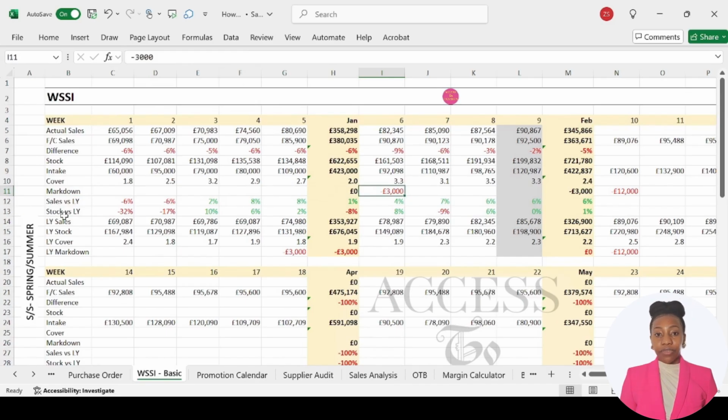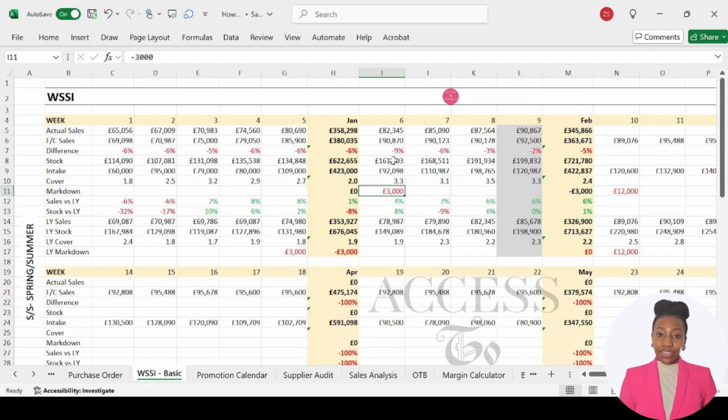So we can see here we've waited until week 6 to do our markdown. And that's £3,000 we've taken off, and so that would be reduced from your stock. That markdown comes out of stock because now we don't want to overinflate the amount of stock we have and think that we've got so much stock when really half of it has been marked down into sale and is never going back to full price.